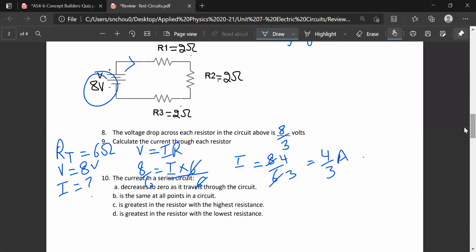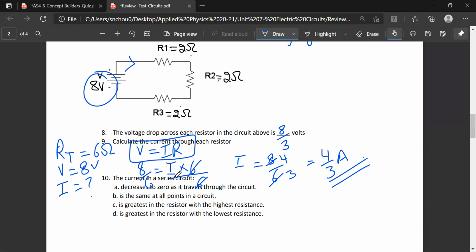Even if these resistors were different, even if you had like a 5, 2, and a 3 ohm, you take the total resistance with the total battery voltage, and use the formula V equals IR to calculate the current. That current is the same everywhere. So this is the current through each resistor, as well as the total current.